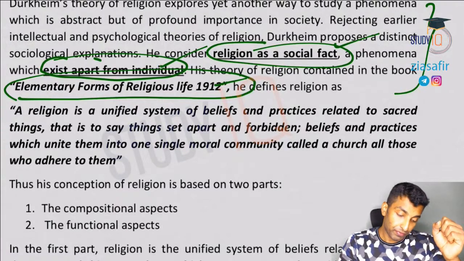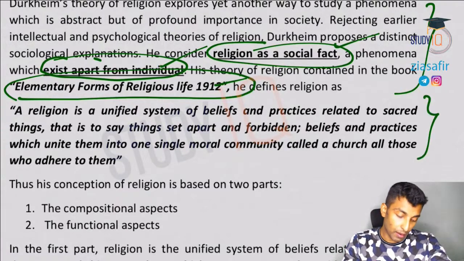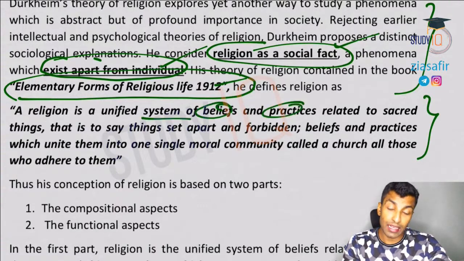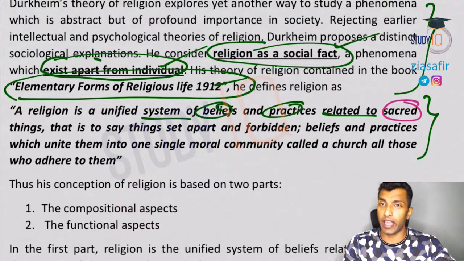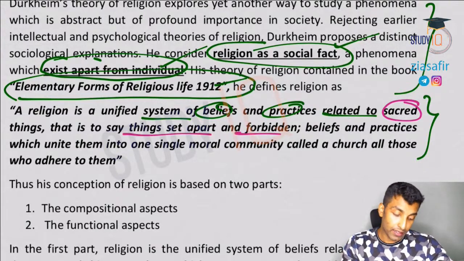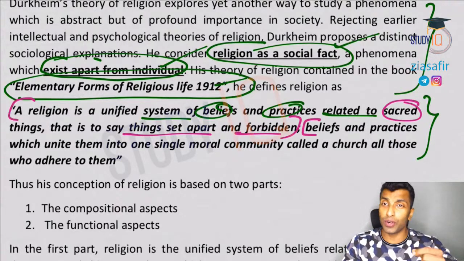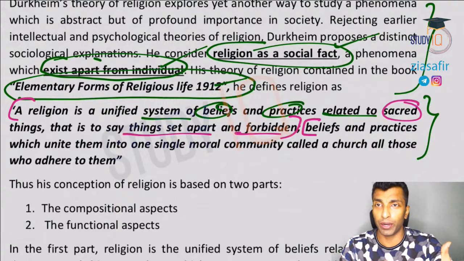Okay, so you can see here the definition of religion. Only the first part is enough that I have told you, but you can see the complete definition. A religion is a unified system of beliefs and practices related to sacred things, that is to say, things set apart and forbidden. Beliefs and practices. Now, this part is the function. So this is the compositional aspect, and that is what is important for us in this particular question. But if the question is about theory of religion, you need to write completely.